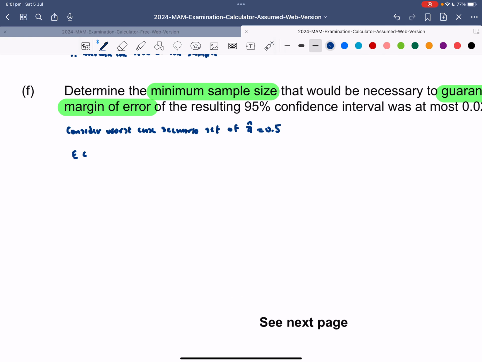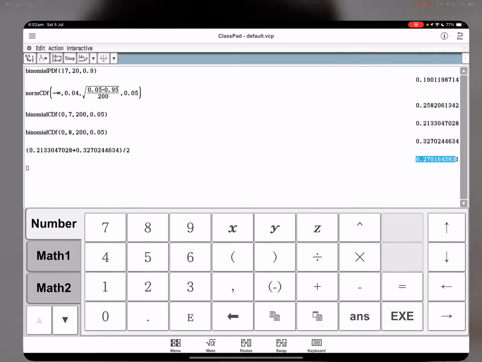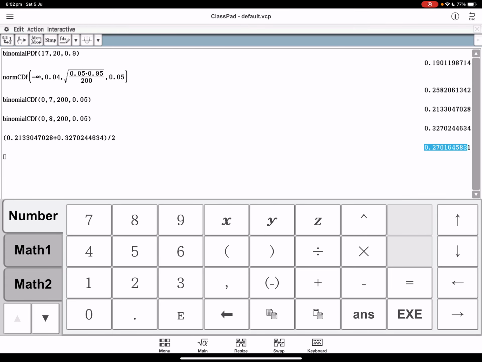So if we want the error to be less than 0.02 at the 95%, we have to do k lots of root pi cap (1 take pi cap) all over n has to be less than 0.02. So k is 1.96. Worst case scenario, pi cap is 0.5. This is what I was trying to tell you, that even the sample proportion affects the width of the interval. That even affects the error itself. So 0.5 times (1 take away that), divide by n, has to be less than 0.02. Alrighty, and then you always round up for this.